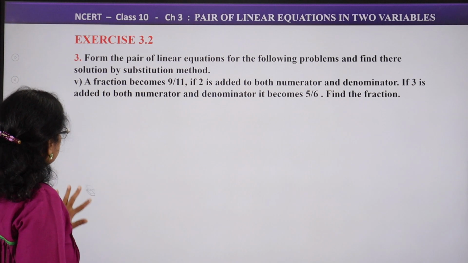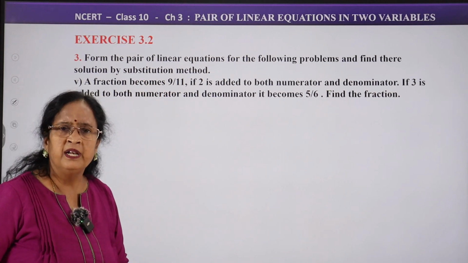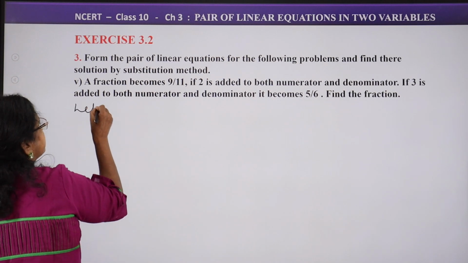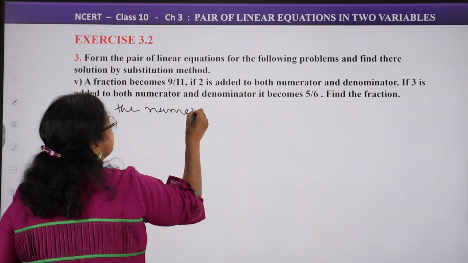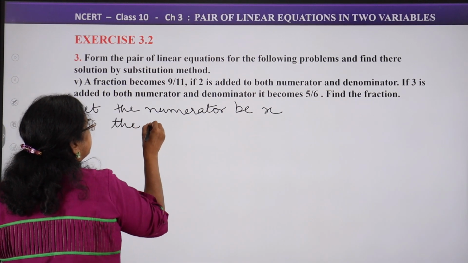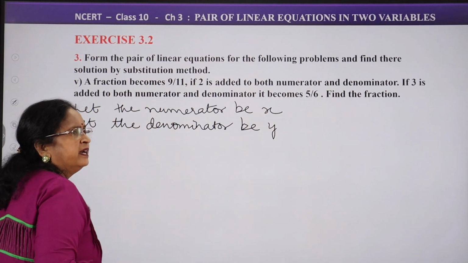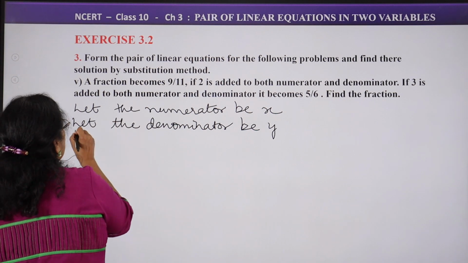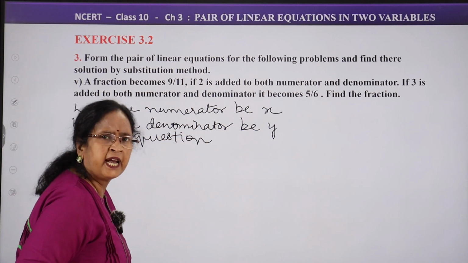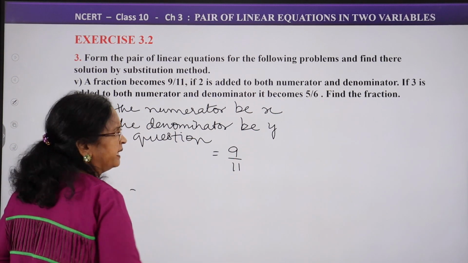Now the question says a fraction becomes 9 by 11. As I said just now, let us first represent the variables and what they stand for. Now, let the numerator be x. Let the denominator be y. Representation over. Let us come to the question. According to the question you write, it doesn't matter at all. What does the question say? Becomes 9 by 11. Becomes means equal to. Equal to 9 by 11.